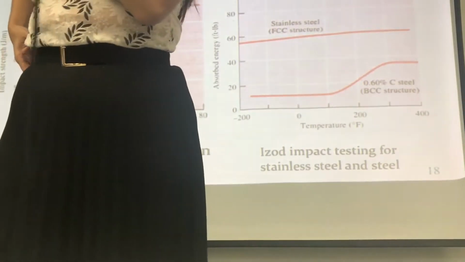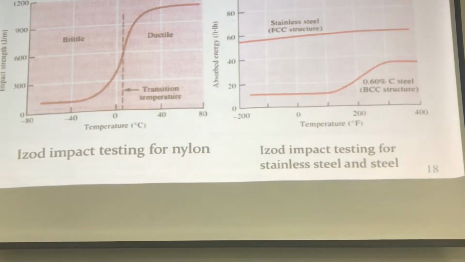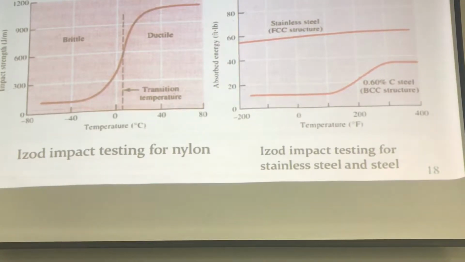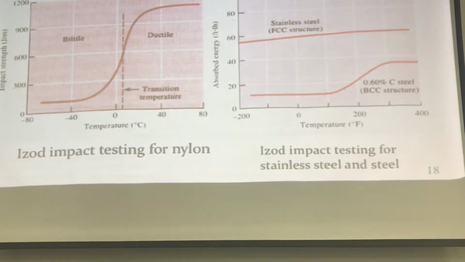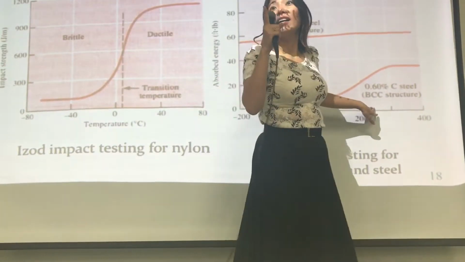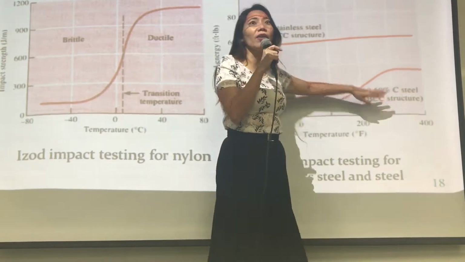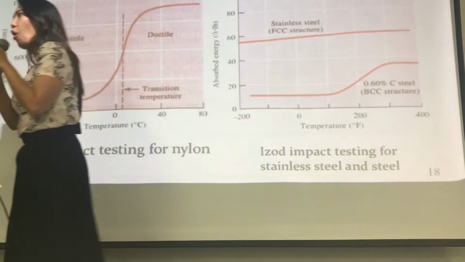I told you that when we do the measurement of the impact test, it can give you information related to the ductile to brittle transition. Some materials have a ductile to brittle transition, like BCC steel, and some FCC steels don't have this kind of problem.